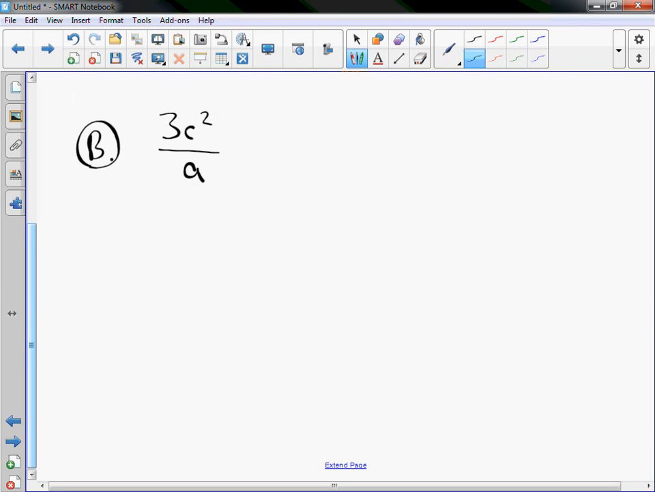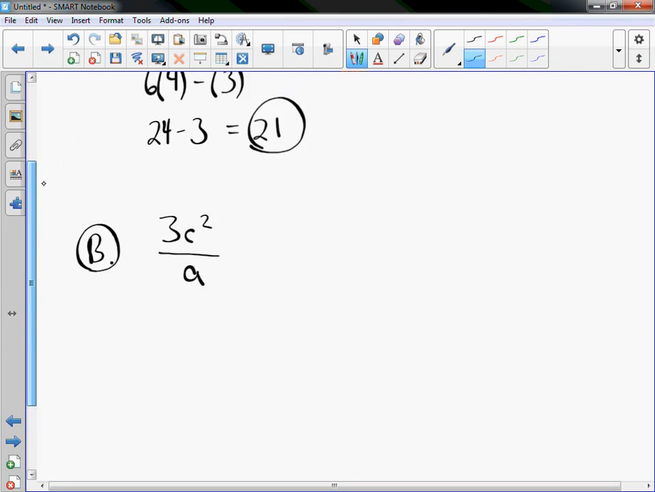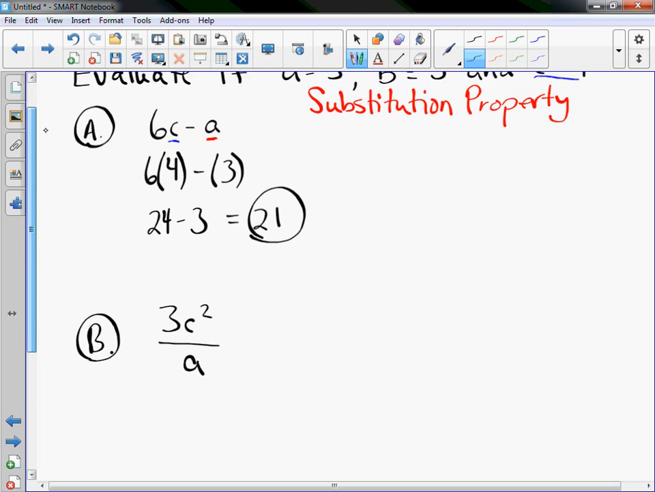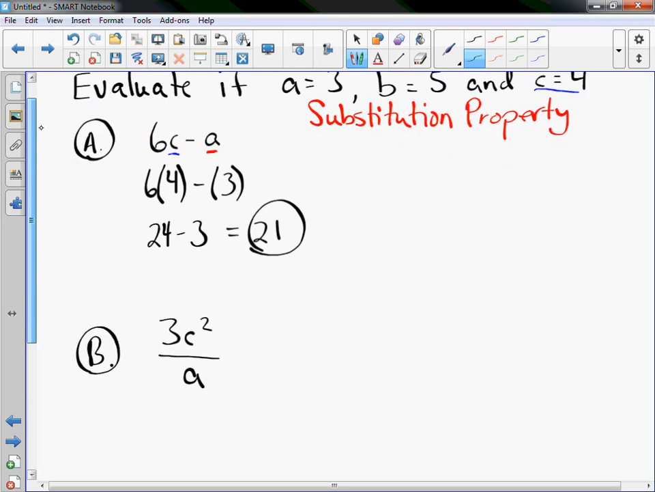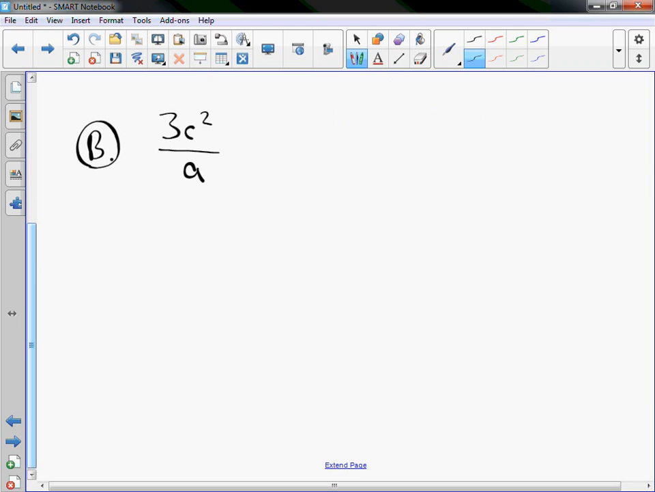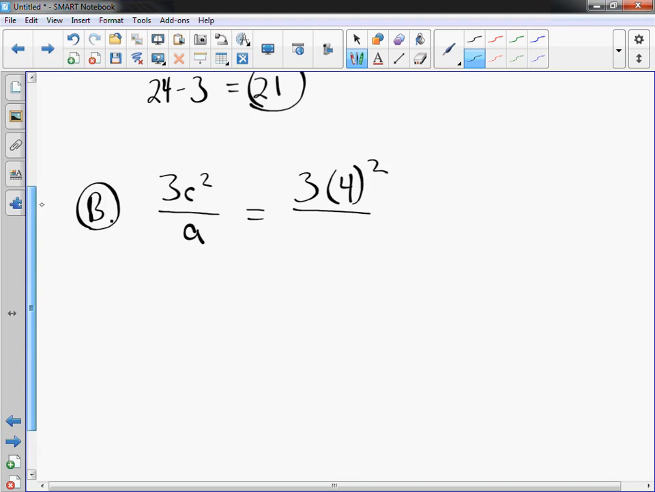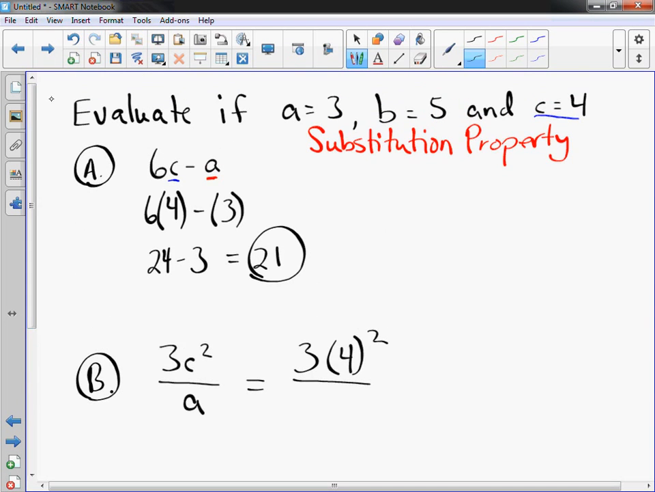Okay, let's go ahead and evaluate the second one. I need to look back up here. We've got a C. Ooh, we're using C and A again. Okay, so C was 4, it says up there, and A is 3. Okay, so we'll replace the C with a 4, and I'm going to put it in parentheses. And we'll replace the A with a 3. And let me check that again, because my memory's not that great. It does say A is 3.